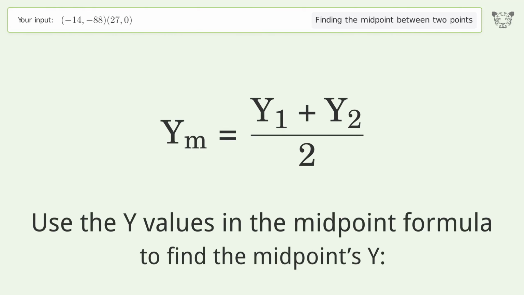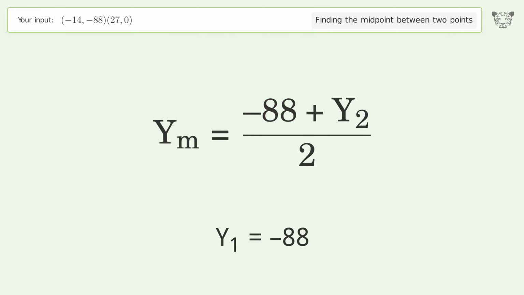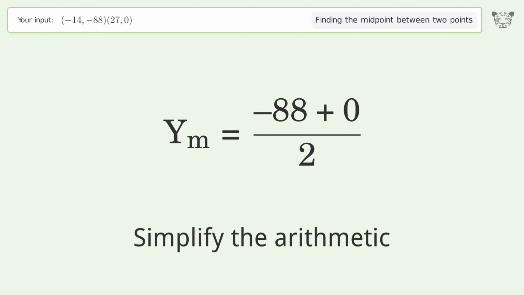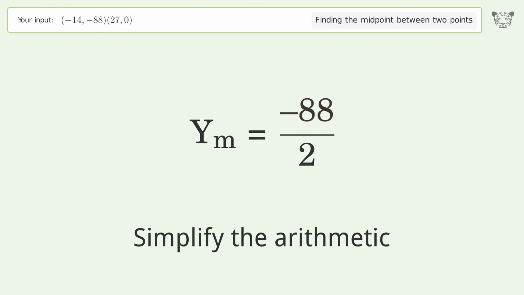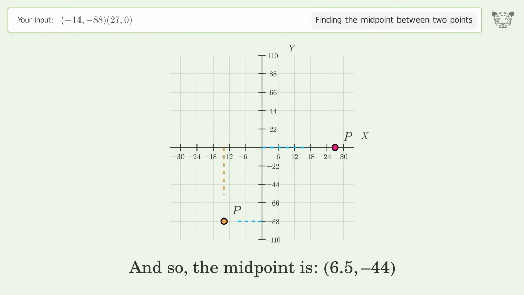Use the y values in the midpoint formula to find the midpoint's y. y1 equals -88. y2 equals 0. Simplify the arithmetic. And so, the midpoint is 6.5, -44.